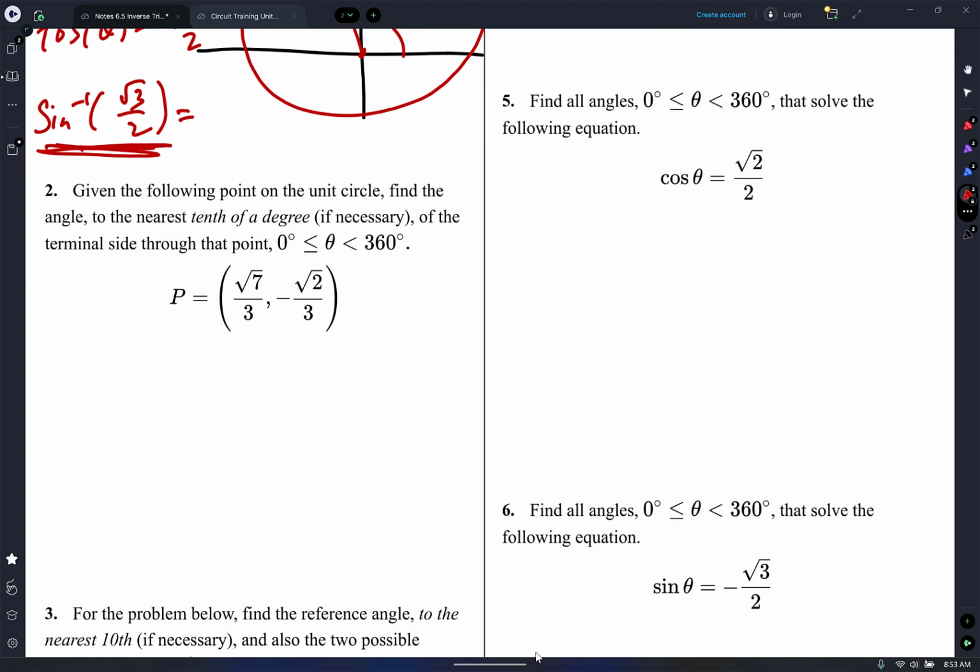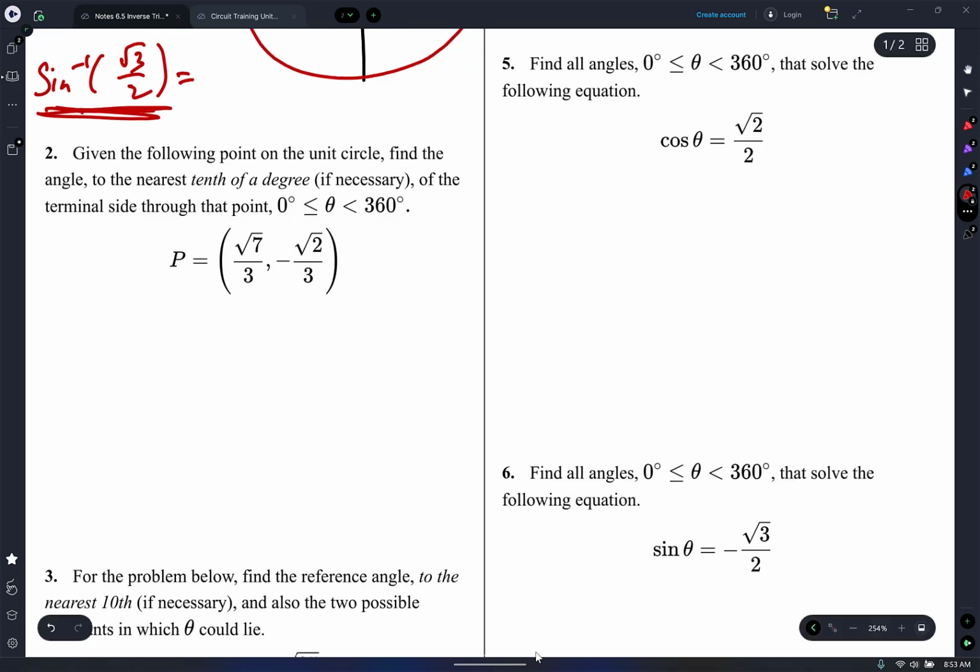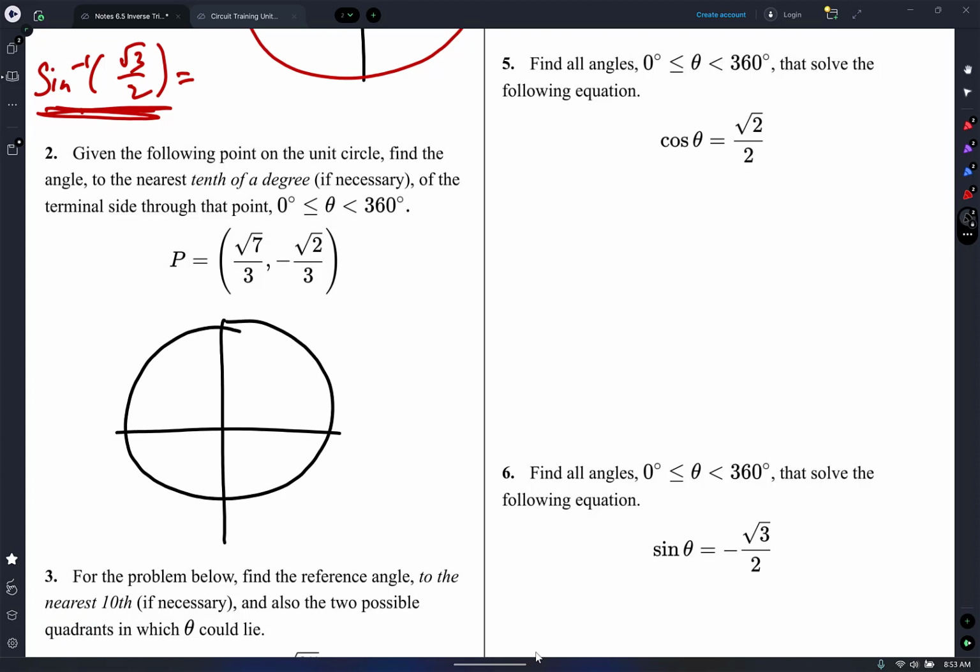You guys ready? Given the following point on the unit circle, find the angle to the nearest tenth of a degree, if necessary, of the terminal sides between 0 and 360. So here's what I do. And you don't have to be perfect, guys. We just know it's on the unit circle. If you want to draw a grid with a unit circle, that's fine. And here's what you tell yourself. Square root of 7 over 3, comma, negative square root of 2 over 3. Doesn't have to be perfect.